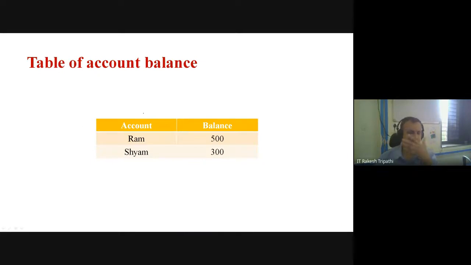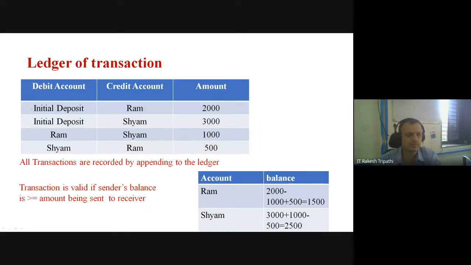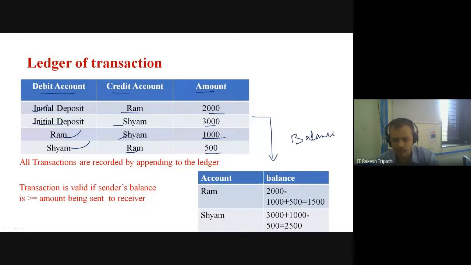As of now, your ledger looks this way. Ram has this balance, Sham has a balance of 300. Now I can put a ledger this way: debit account, credit account, and the amount. So initial deposit: Ram has deposited 2,000, and once you open an account, Sham has deposited 3,000. Ram is sending Sham 1,000 rupees, and Sham is sending Ram 500. Out of this, I can get this balance table. How does the balance table work? You have 2000 minus 1000 plus 500, which gives 1500 and 2500.